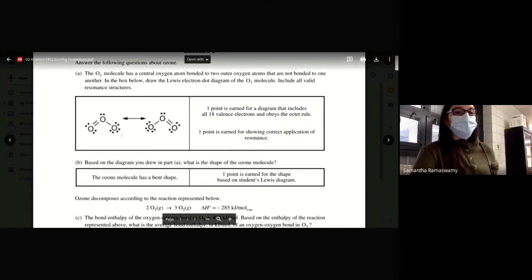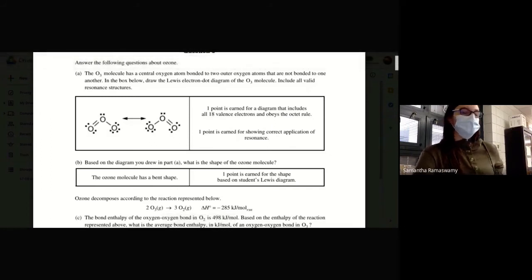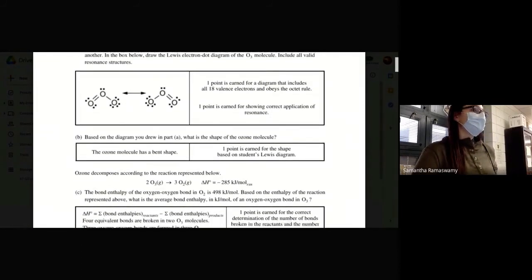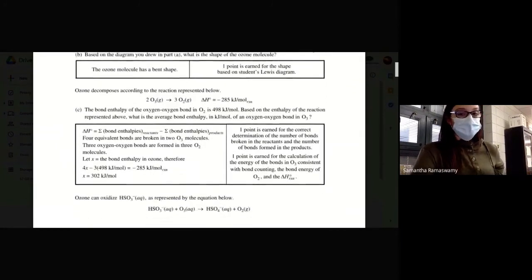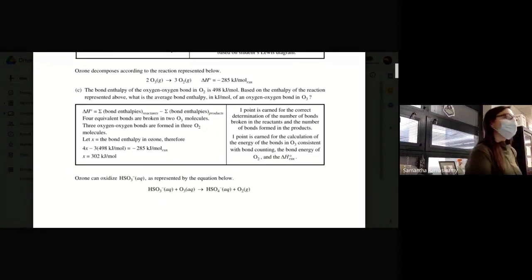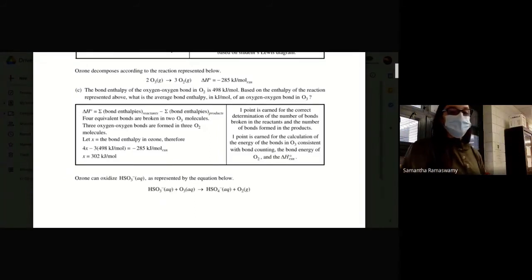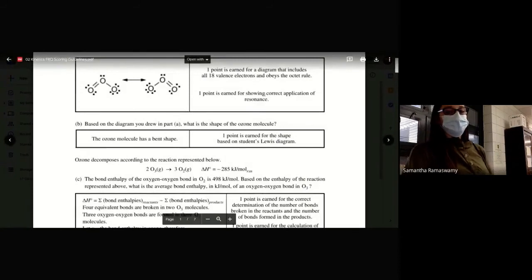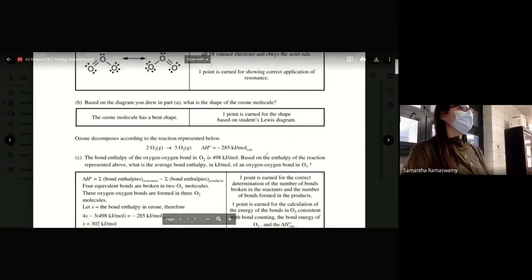You'll see that part A talks about ozone and has you draw Lewis structures. You know how to do Lewis structures. Part B is asking you the shape of ozone. Part C is asking about bond enthalpy. When we did bonds broken minus bonds formed, we did that when we did thermochem. So parts A, B, and C, we have done all of those already. This also shows how it was scored. Parts A, B, and C was actually 5 points already.